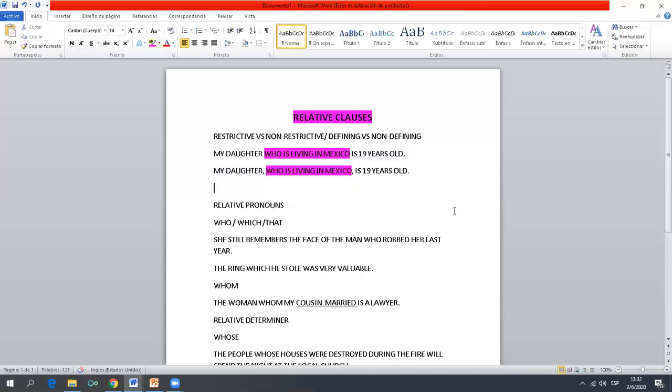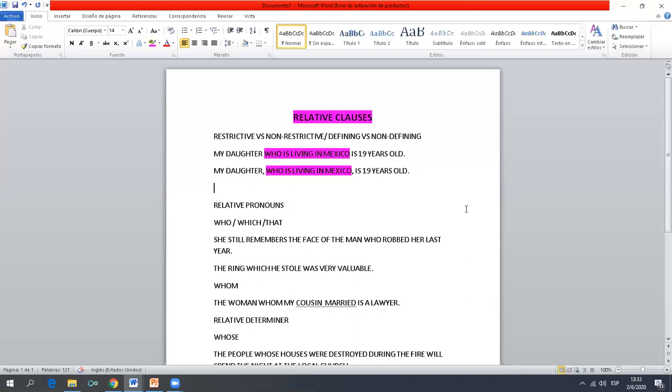Now, let me tell you that relative clauses are very frequently used because they help us join two sentences into one. Probably if you remember when you first heard about relative clauses, most probably the exercise you did was joining sentences. Which are the two sentences involved in the first case? Well, in both cases, really. On the one hand, my daughter is 19 years old, and then she's living in Mexico, okay? So from two sentences, you can make one by using a relative clause.